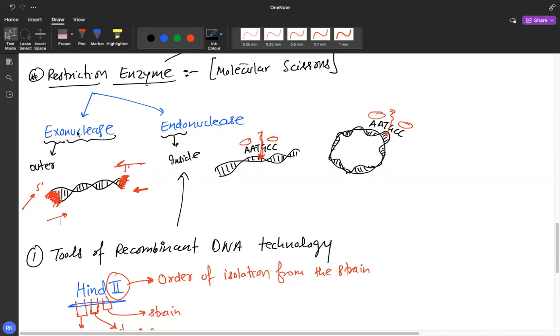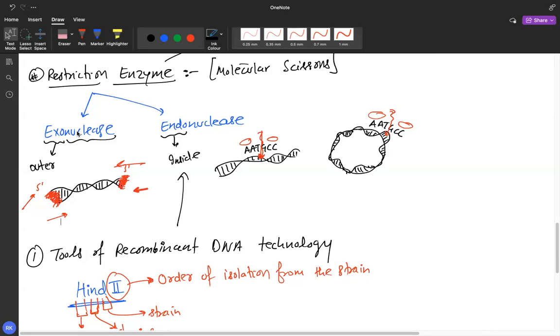Because that circular plasmid is a ring. Yes, it is a circular fragment. So plasmids, being circular in nature, do not have loose ends or ends at all.